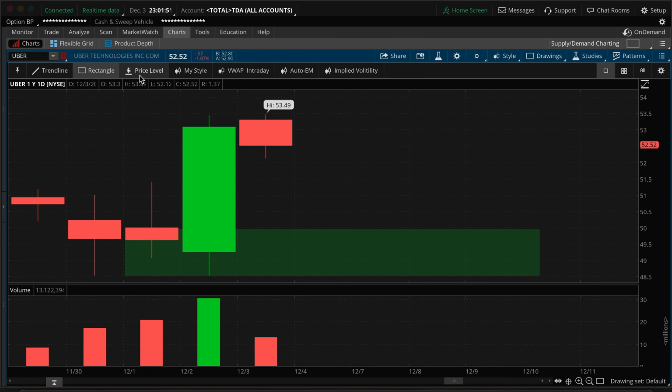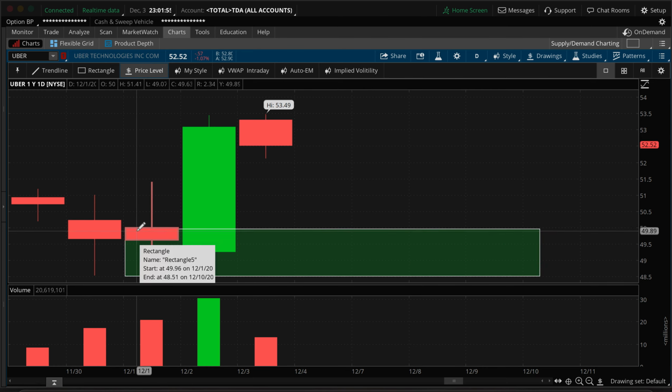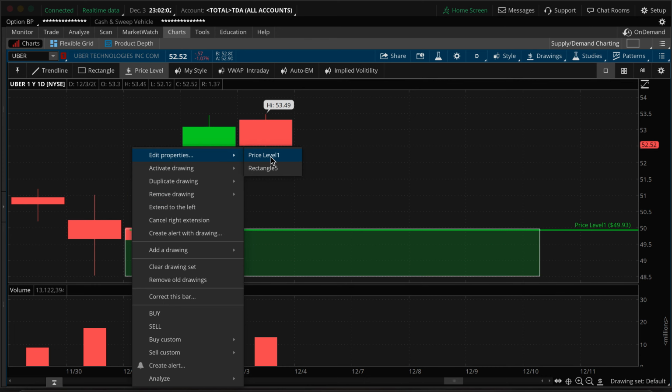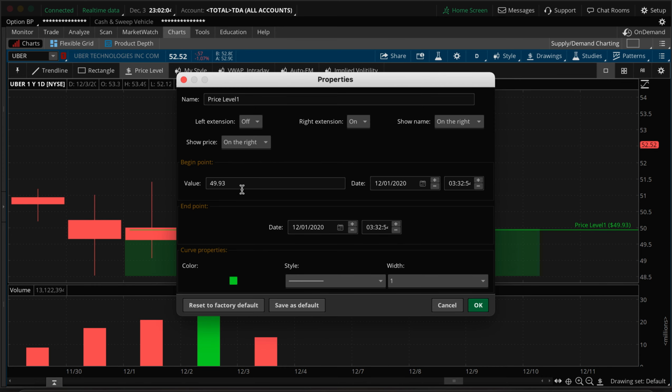just for demand zones, and then we're going to add a price level. So you want to add it on the open of the candle. So this opened at $50. So we'll put that there, and then we will edit this price level, and we'll put that at $50. And this was daily.